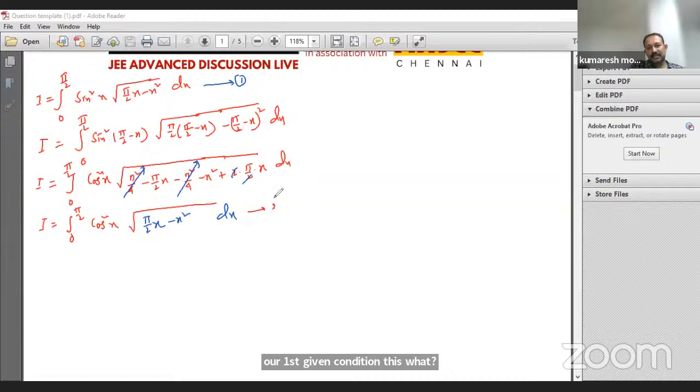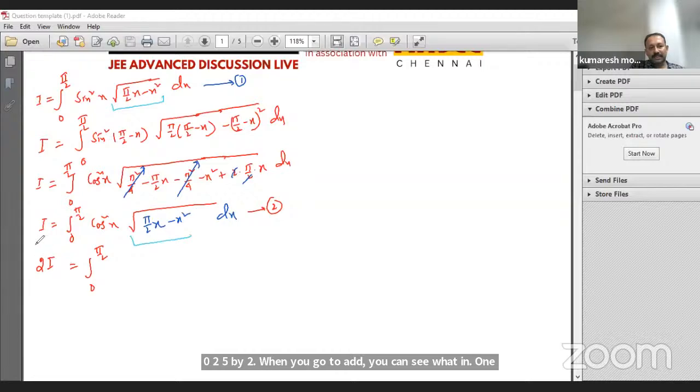Now we'll apply the standard method again. We'll add 1 and 2. So 2I, by adding 1 and 2, is equal to the integral from 0 to pi by 2. When we add, we can see that in 1 and 2 this quantity is the same, so I can take it common over here.